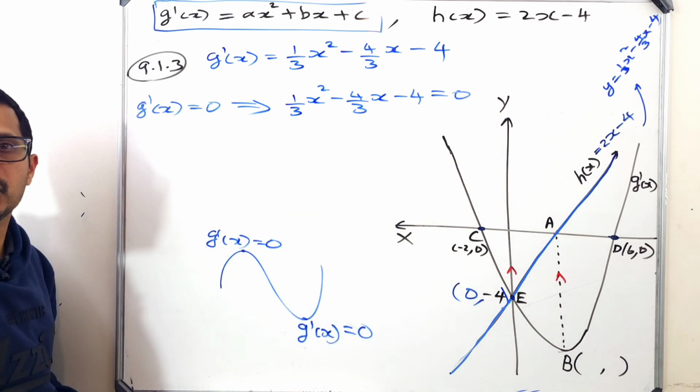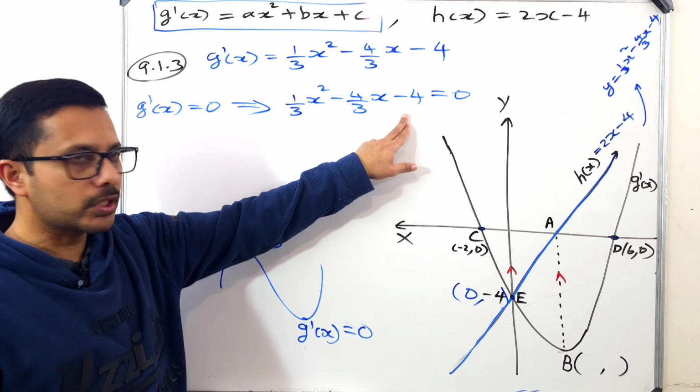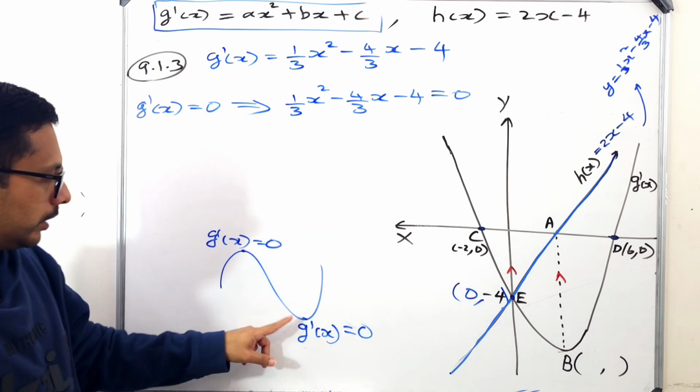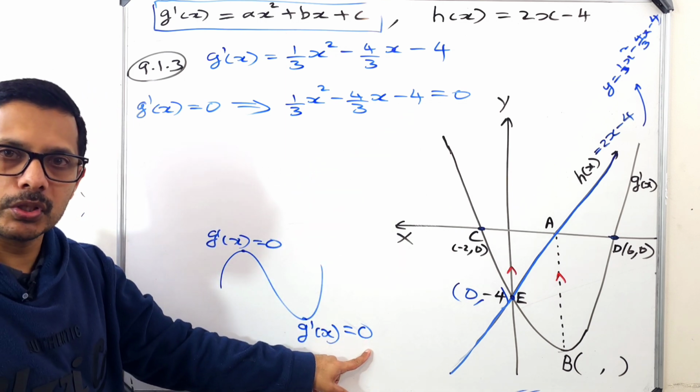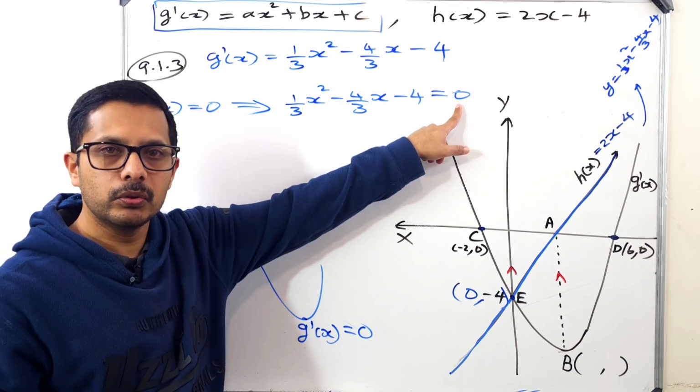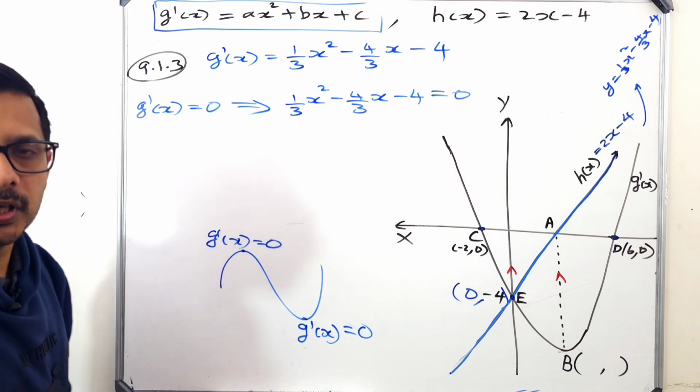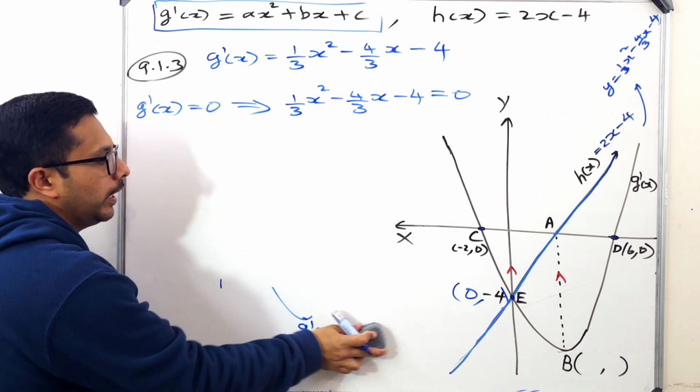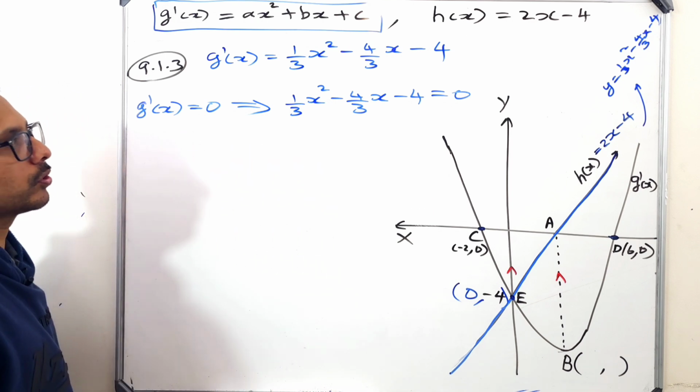That is the meaning of that, because we already found the first derivative. At the turning point, the first derivative is equal to 0. So it means that this expression is equal to 0. Now we have to simplify that and find the value of x, or the values of x.